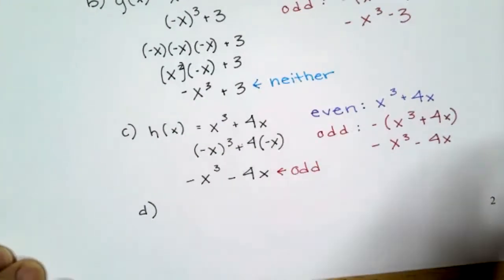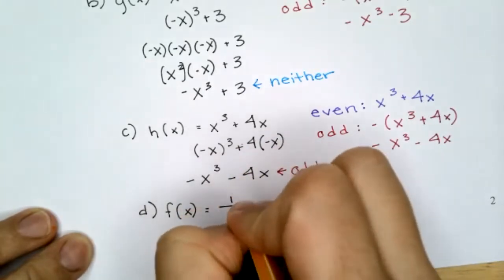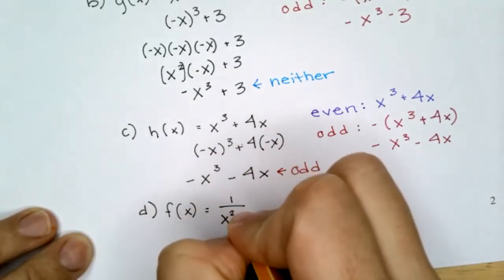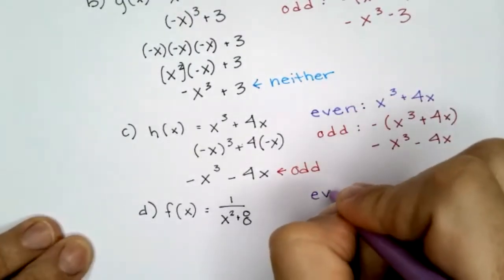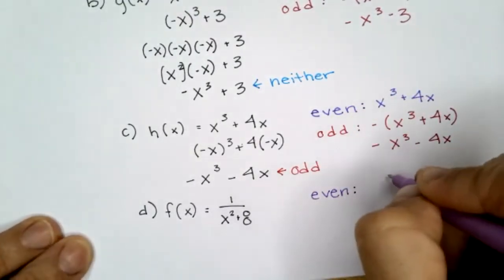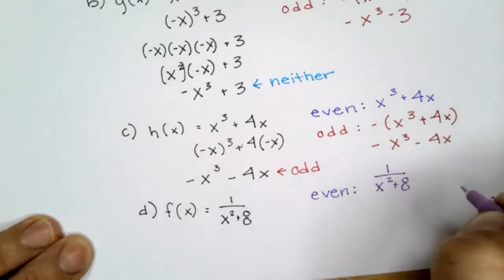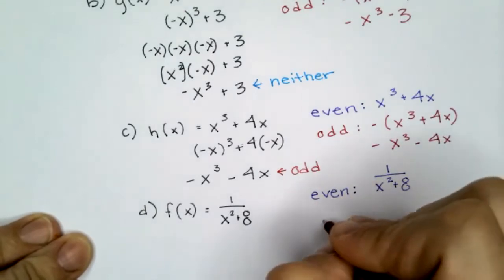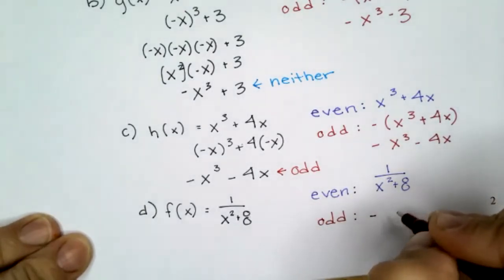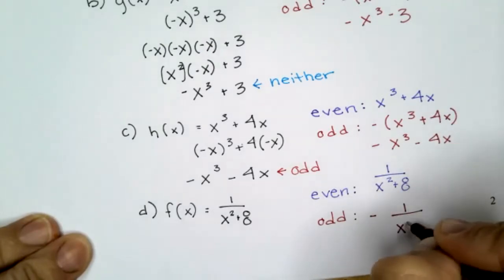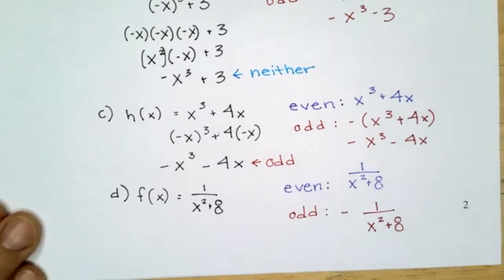Sorry, I'm very sideways. F of x is 1 over x squared plus 8. If it is even, I should end up with the same thing, 1 over x squared plus 8. If it is odd, I should end up with negative 1 over x squared plus 8, right?